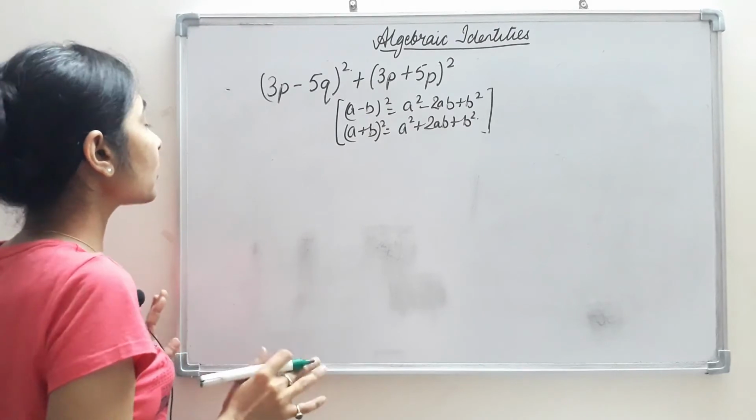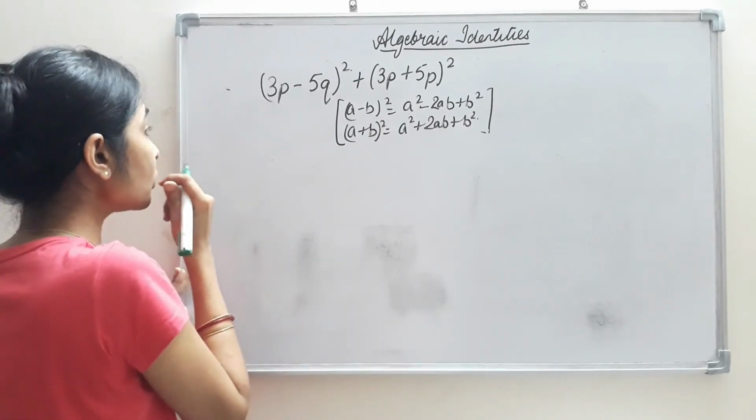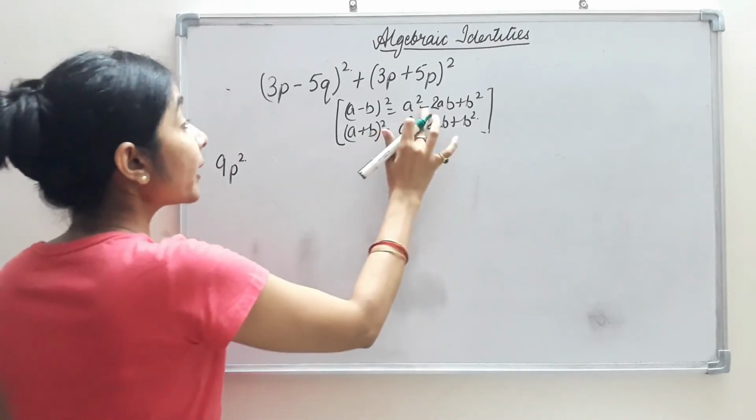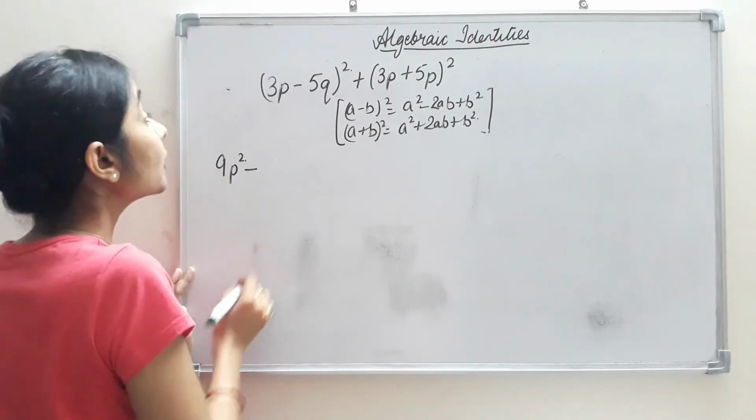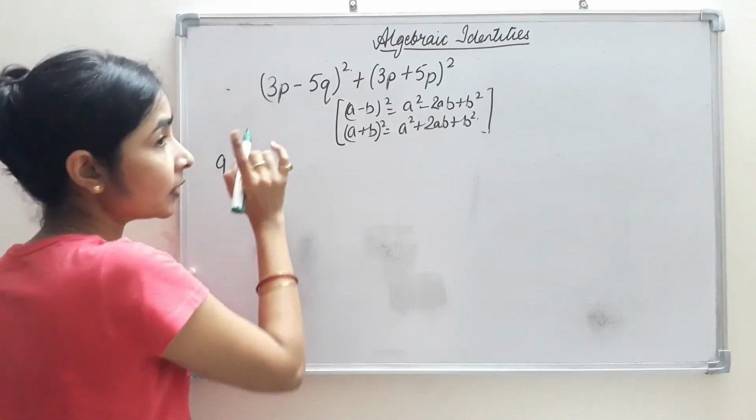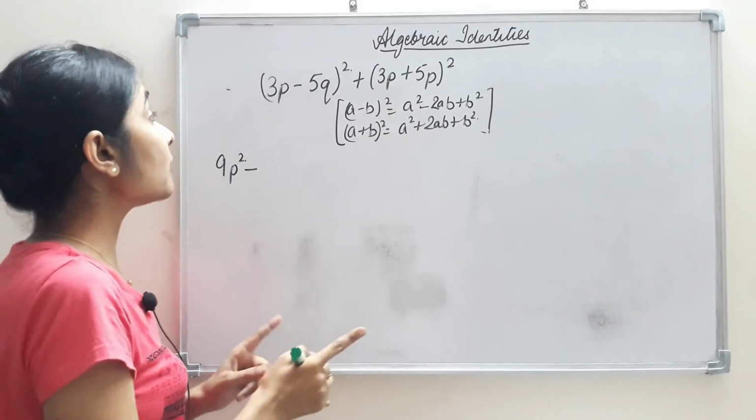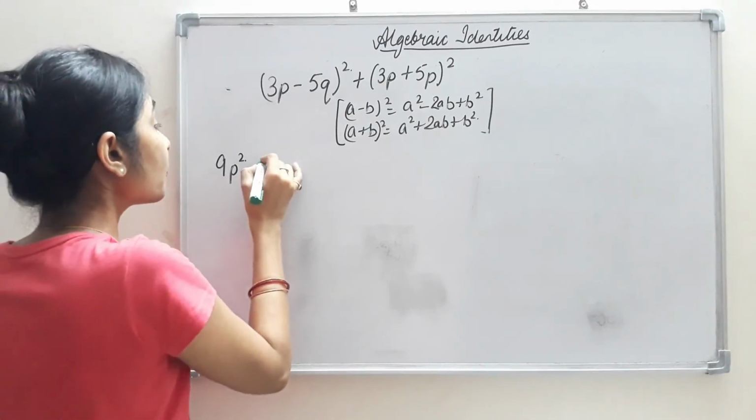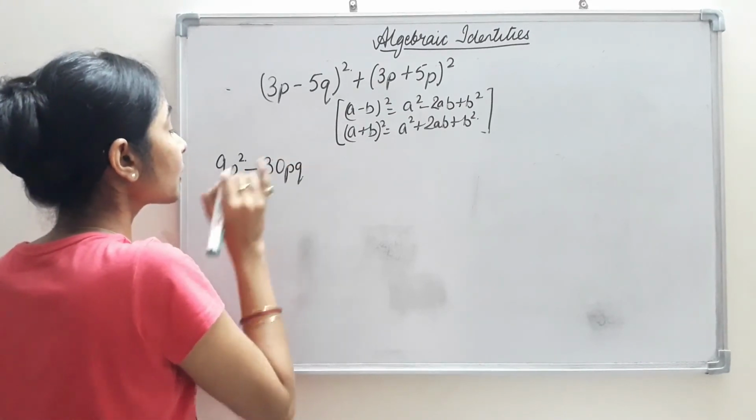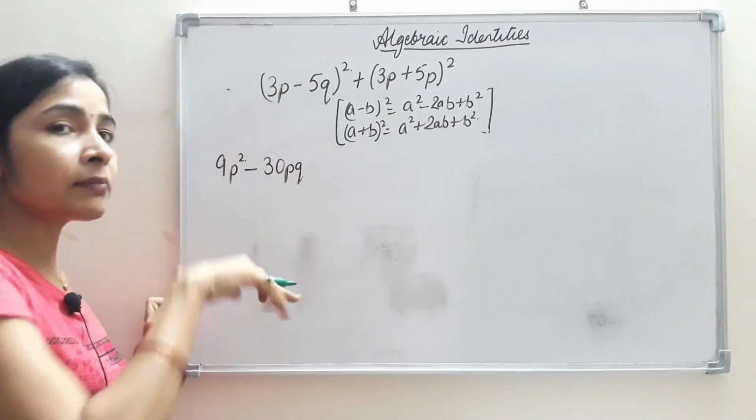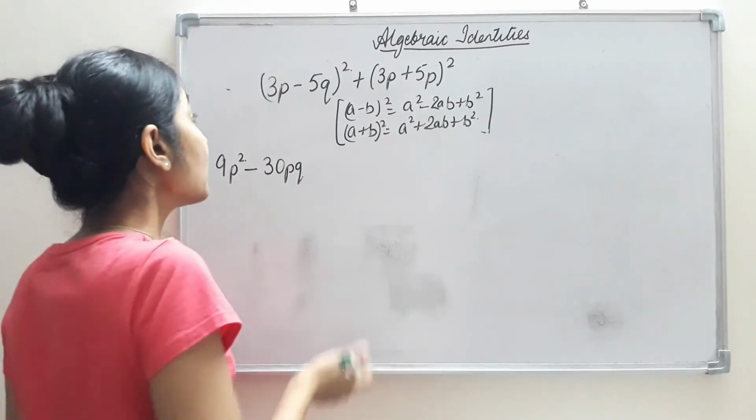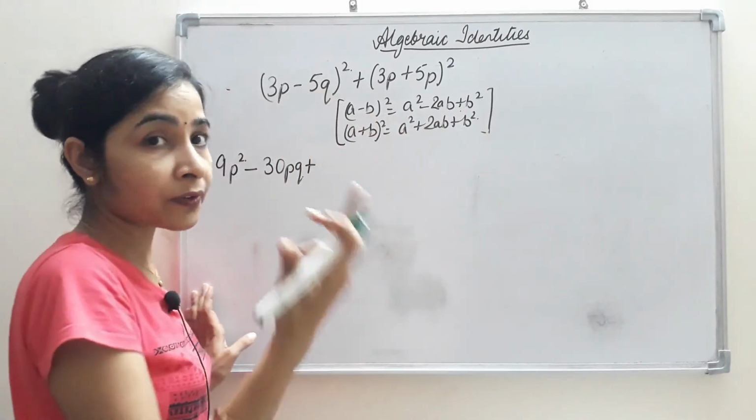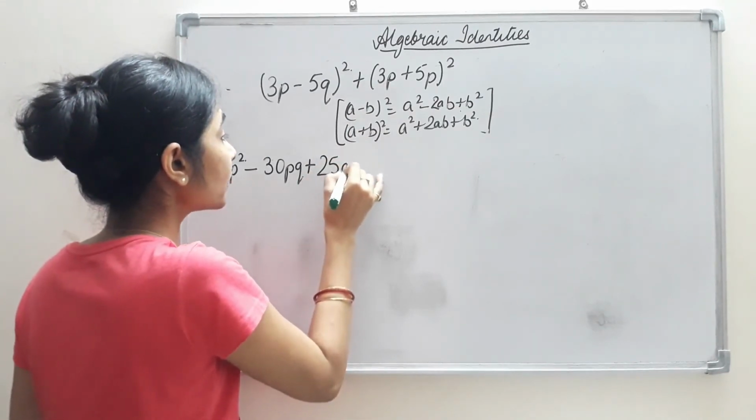Now we'll write directly. So (3p) whole square will be equal to 9p square. Minus 2ab, so 2 multiplied by 3p is equal to 6p, and 6p multiplied by 5q is equal to 6 5s are 30pq. So minus 30pq. You can first multiply both these terms and then multiply 2 to it, then also we will get the same answer. Now the third term will be plus b square, that means plus (5q) whole square. So 5 5s are 25 and q square, 25q square.